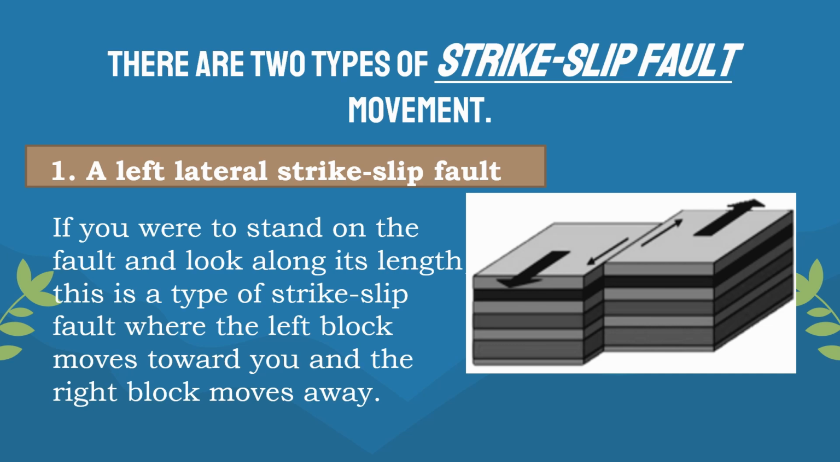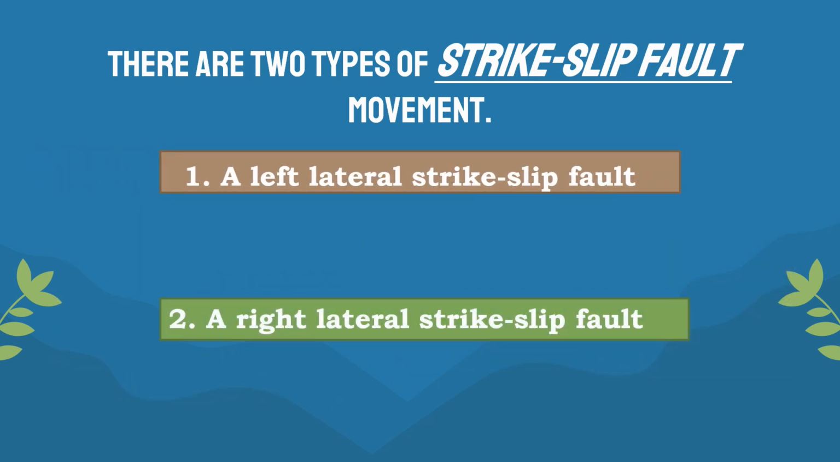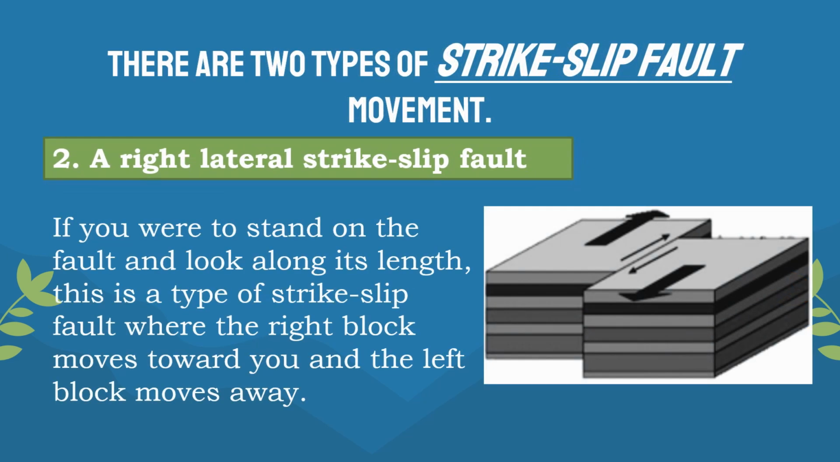Kapag naman right lateral, so kabaligtaran lang siya ng left. If you were to stand on the fault and look along its length, this is the type of strike-slip fault where the right block moves toward you and the left block moves away. So, kabaligtaran lang siya ng left lateral.